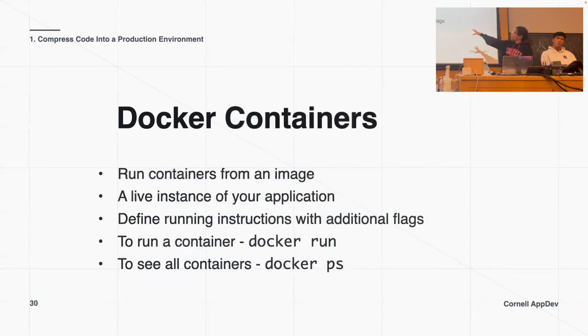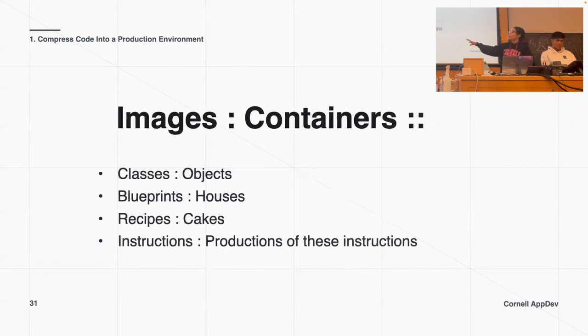And then a Docker container is the live instance of your app. A Docker container is the app actually running on someone's local device. You run that container from your image. For comparison, an image to a container is like a Python class to Python objects, your blueprint to your house, recipes to your cakes, and instructions to the production of those instructions. So the image is the blueprint and the Docker container is the actual real-life instance of your app.